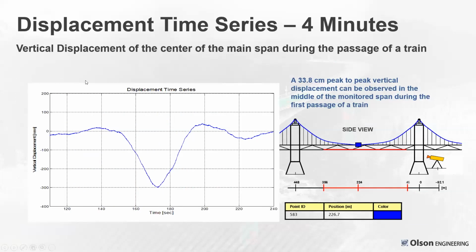So this is an expanded view of the same data of one of the passages, a 4-minute view showing as the train approaches midspan, you start to really move it. It deflected 300 millimeters, and then it came back. That time was not so long, less than a couple minutes to pass by the center of the midspan and move on.